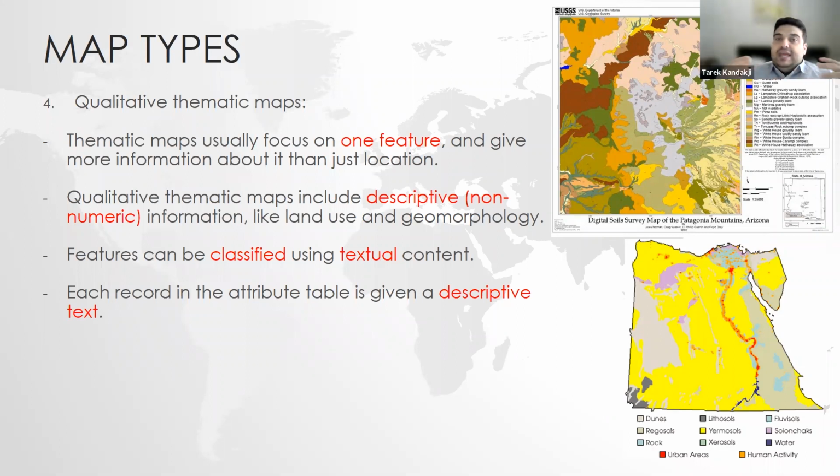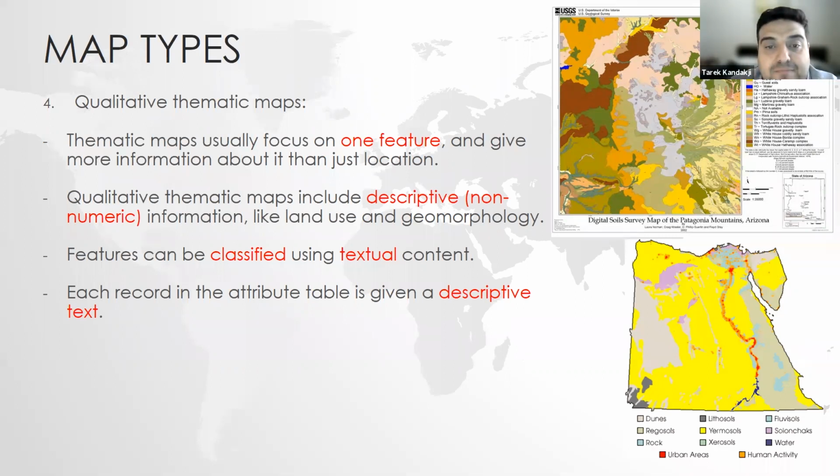Therefore, based on that feature, we can divide the thematic maps. They could be qualitative or quantitative. Qualitative thematic maps include descriptive and non-numeric information, like land use and geomorphology. Those are all types of qualitative maps. Qualitative means not numerical, basically. So if you have a category, it's categorized.